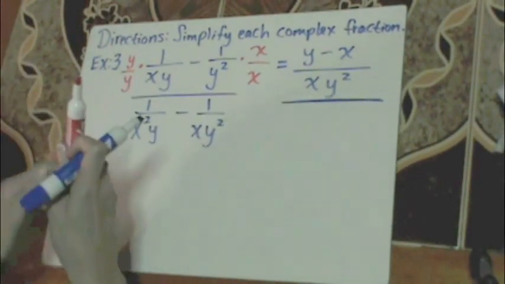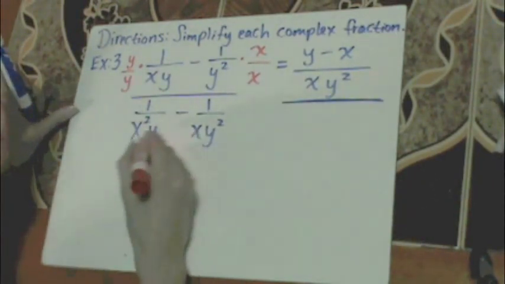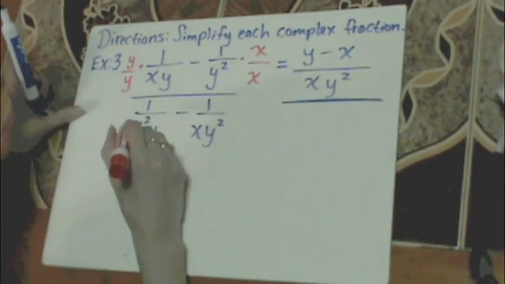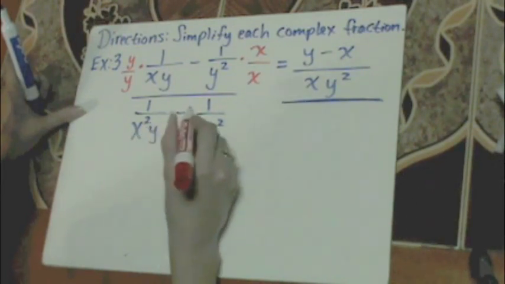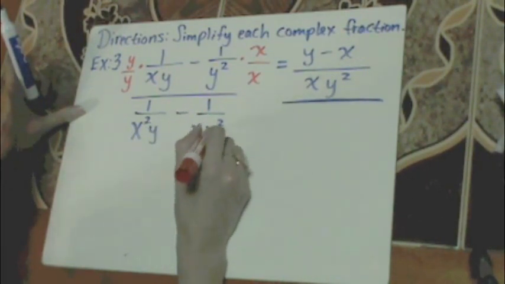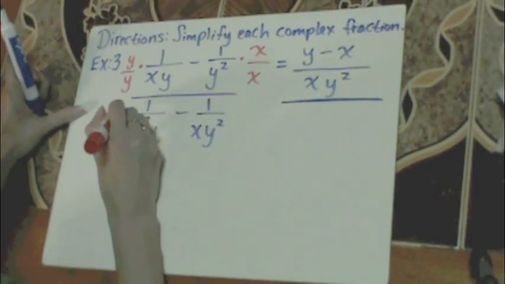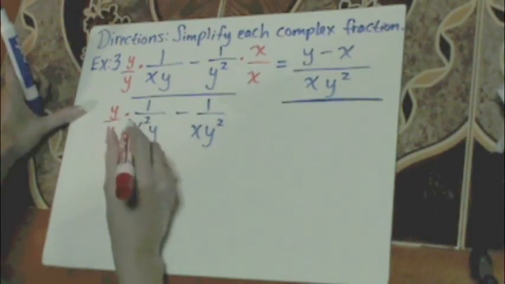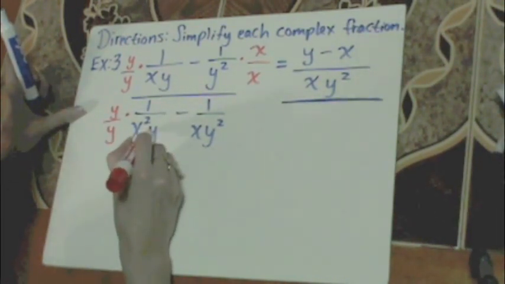And then I'm going to do the same thing down here. I have to get a common denominator. So this time I have x squared y. So I've got xy squared. So I need a y here. And now I'll have x squared y squared.